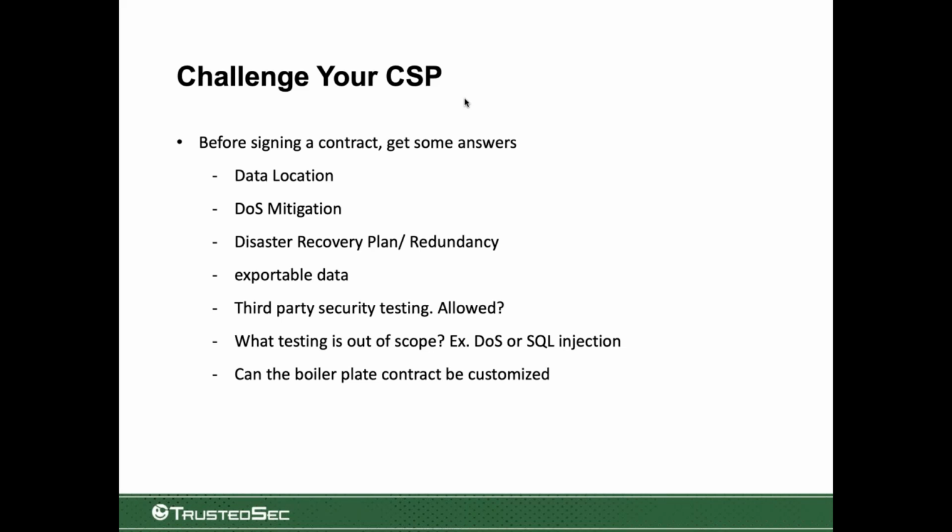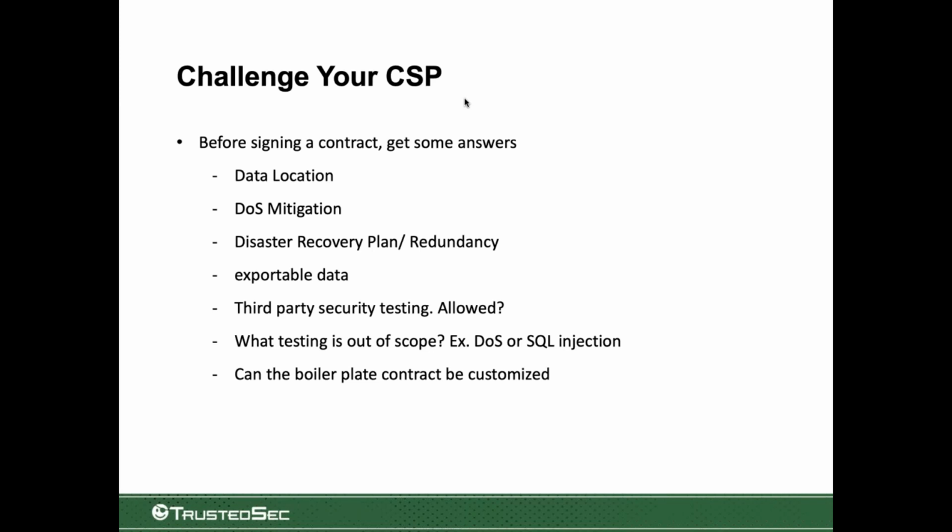And the number one is, where is my data? Where is it being stored? Is it in a US data center? Is it in a Syrian data center? Is it spread out across 8 data centers? That is important to me. Where is my data?